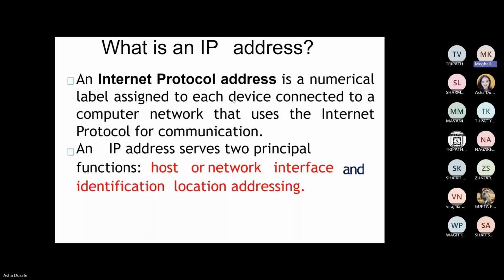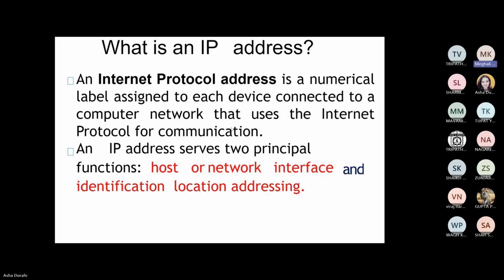So internet protocol address is nothing but a numerical label. You might have seen the IP address, that is IPv4 address basically, which we use. That is something like 192.168.10.0, anything like that. So it is nothing but a numerical label which is assigned to every device which is connected to a network that uses internet protocol for the communication.